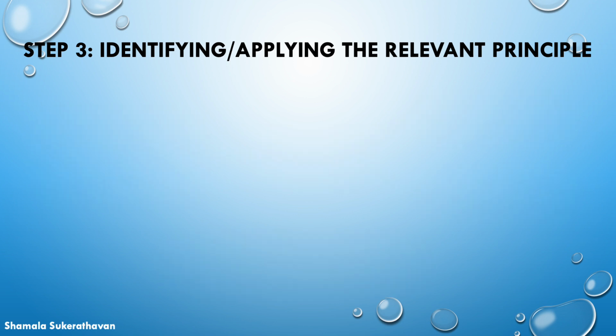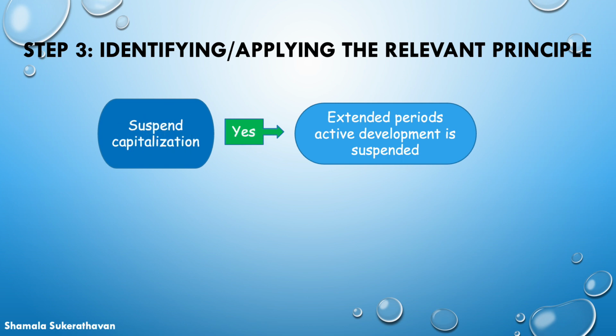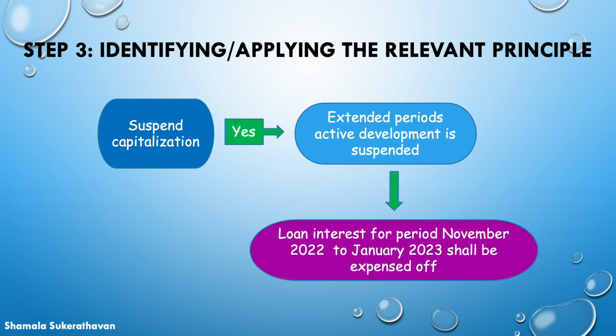Next, as construction of the building was suspended from 1st November 2022 and recommenced on 1st February 2023, ABC Limited should suspend capitalization of borrowing costs for the 3 months period of November 2022 to January 2023. The loan interest during this period shall be expensed off to the profit or loss for the year ended 31st May 2023.